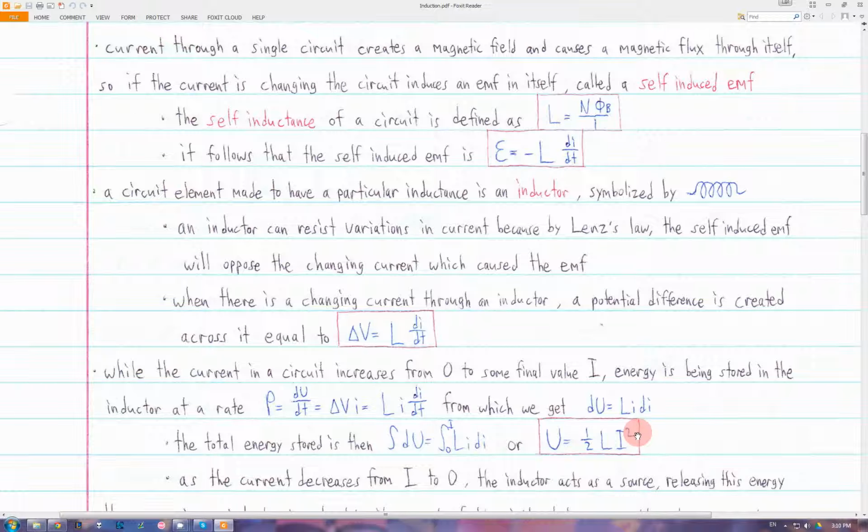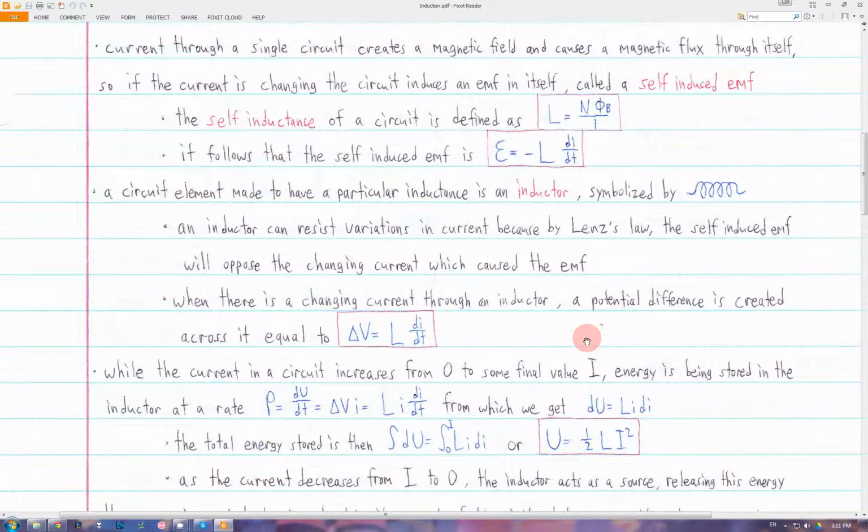And we can find this maximum value of the current by using Ohm's law. It's just going to be the EMF divided by the resistance. That's because when the current reaches its maximum, it has stopped increasing. In other words, di/dt is 0. And so when the current is constant, there is no potential difference across the inductor, and therefore it doesn't have any resistance. It just behaves like a wire.